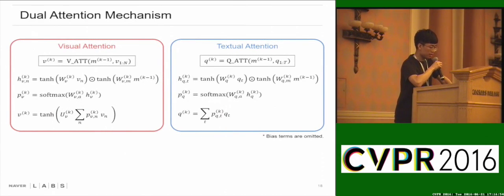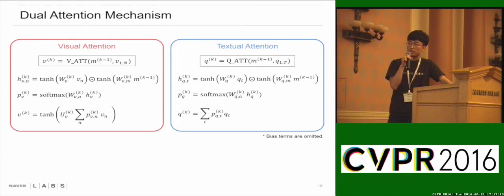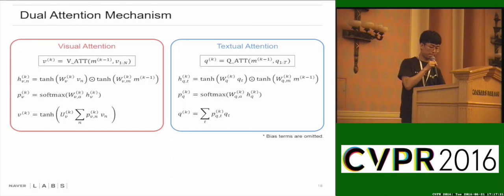The visual and textual attention mechanisms are almost identical. We apply an element-wise multiplication to combine the separate hidden layers from an input feature vector and the memory vector. Then you compute the attention weight to obtain the context vector by weighted averaging. In case of the visual attention, we have an additional layer to match the dimension and scale.